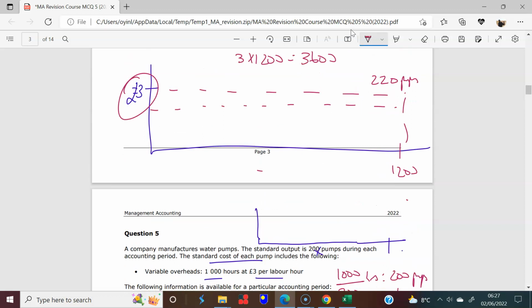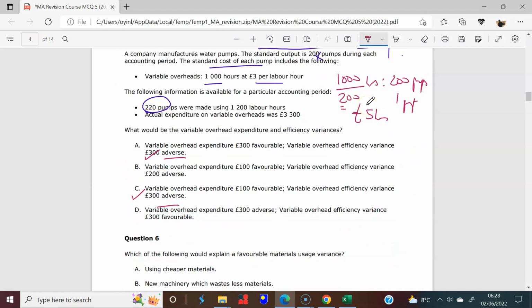You did 3,300, so technically I can find out how much you actually spent on the pumps by dividing the 3,300 by 1,200, and that would sit here. But I don't need to do that. I can do totals as well. So in 3,300, you'll have a favorable variance because you actually spent less than you should have. This is what you should have spent by 300. So what I need now is a 300 favorable variance here because you spent less. So the answer here is A.